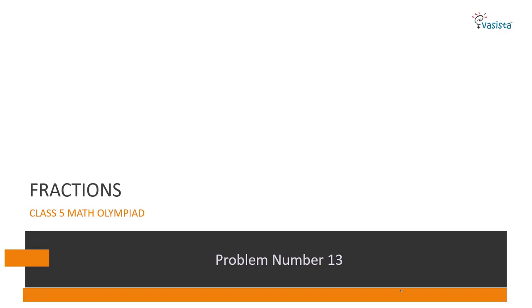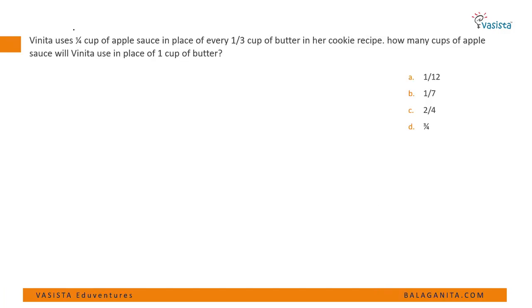We'll go with the 13th problem here. Vinita uses 1/4 cup of applesauce in place of every 1/3 cup of butter. So which means 1/4 cup of applesauce is equal to 1/3 cup of butter, right? In our cookie recipe, how many cups of applesauce will Vinita use in place of 1 cup of butter?